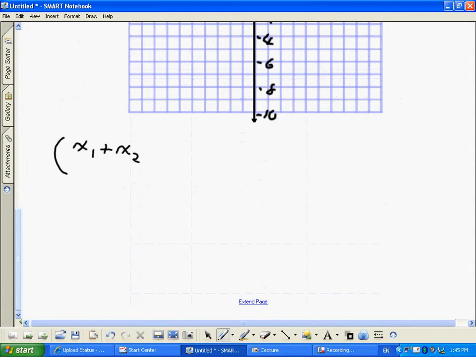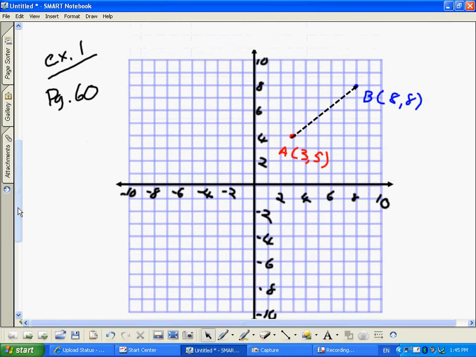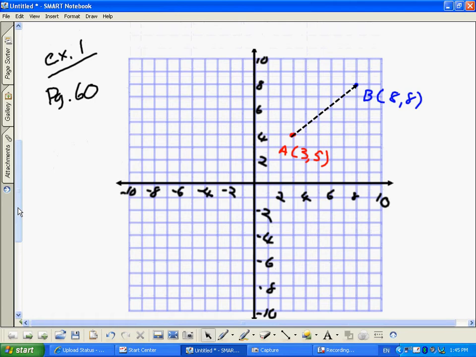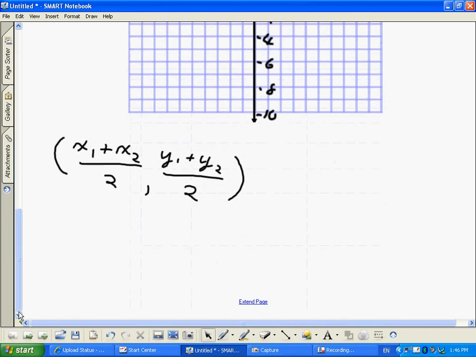x1 plus x2 divided by 2, y1 plus y2 divided by 2. That will give us our midpoint. So what that means is we need to find these points A and B. One of them needs to be our x1 and y1, and one of them needs to be our x2 and y2. So we'll call point A our 1s, and we're going to call point B our 2s, which means x1 is 3 and x2 is 8. So let's redraw this here. It's going to be divided by 2, divided by 2, and plus in between.